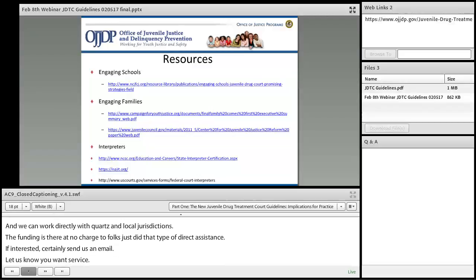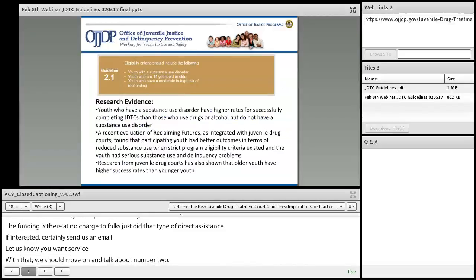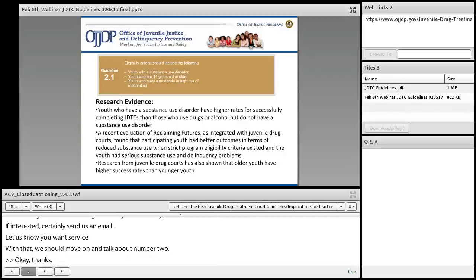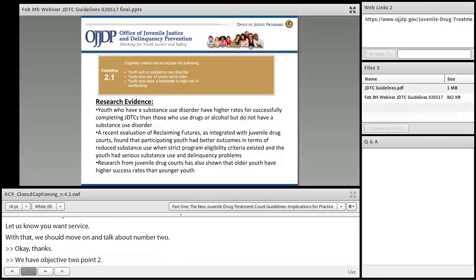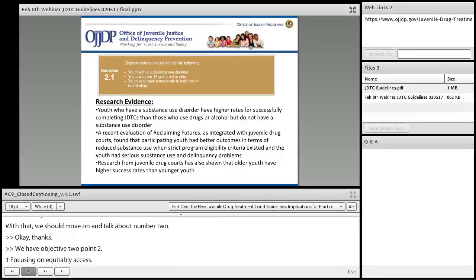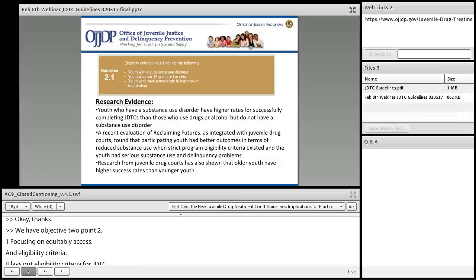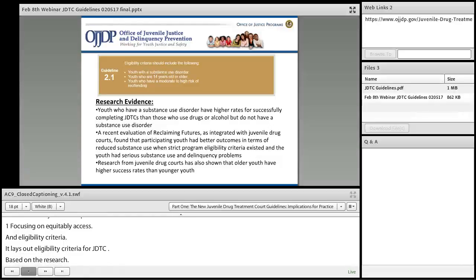Okay, thanks. All right, so now we're to Objective 2, and Objective 2 really focuses on equity of access, but also the eligibility criteria as well. So Guideline 2.1 lays out eligibility criteria for juvenile drug treatment courts. This is based on the research, and so the eligibility criteria should include the following: that youth should have a substance use disorder, they should be at least 14 years or older, and have moderate to high risk for reoffending.